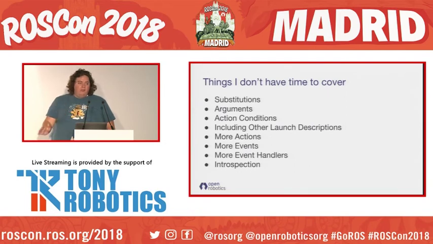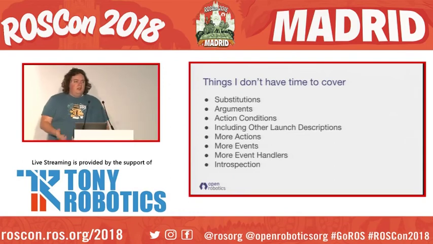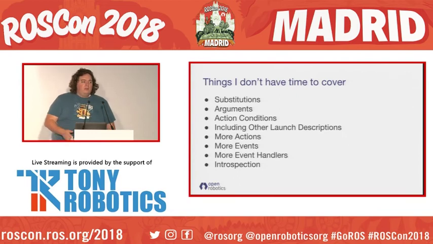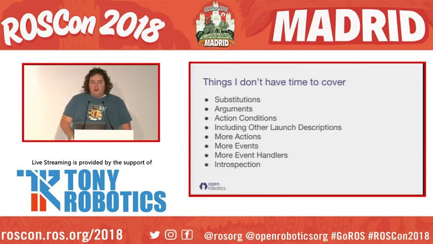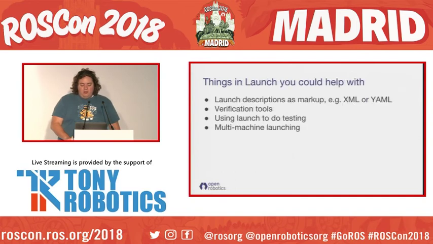There's all the things you like about ROS launch from ROS 1. There's substitutions, there's arguments. You can include other launch descriptions. You can have conditions for whether or not processes or groups of processes are executed. There's a whole bunch of new stuff with introspection. And again, I have some links at the end if you want to look at those to get up to speed on those. There's a lot of things that are missing.